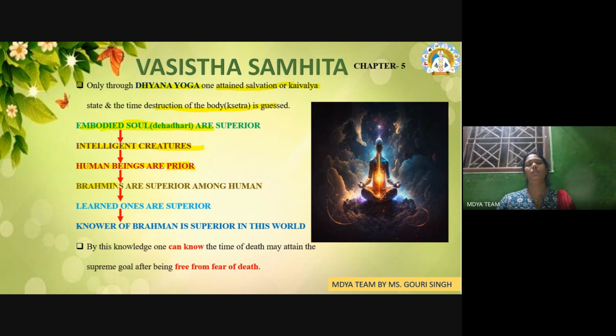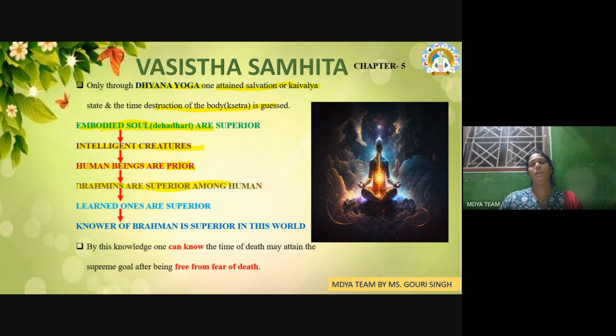Brahmins are superior among humans. Why has he taken Brahmins as superior? Because at that time only Brahmins were studying all the scriptures and doing all the practices. Maybe he took Brahmins in that way because of the caste system, where others were engaged in other activities. So maybe Vasistha says this because of that, but it is not exact. Brahmins here means those who know about the Brahman. Those who know the Brahman are really the Brahmins.